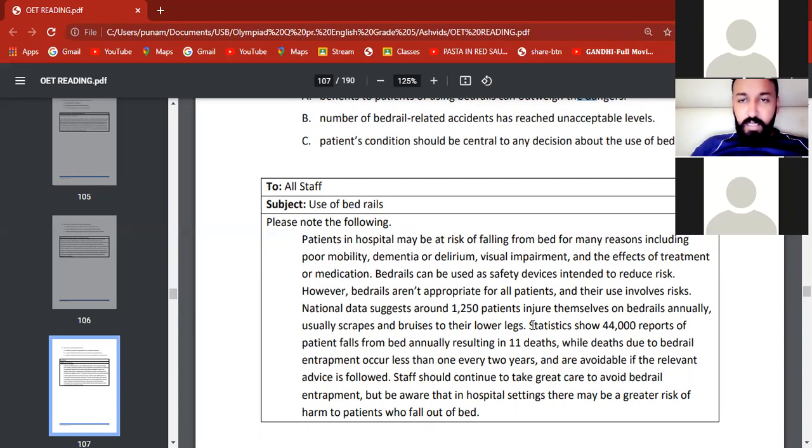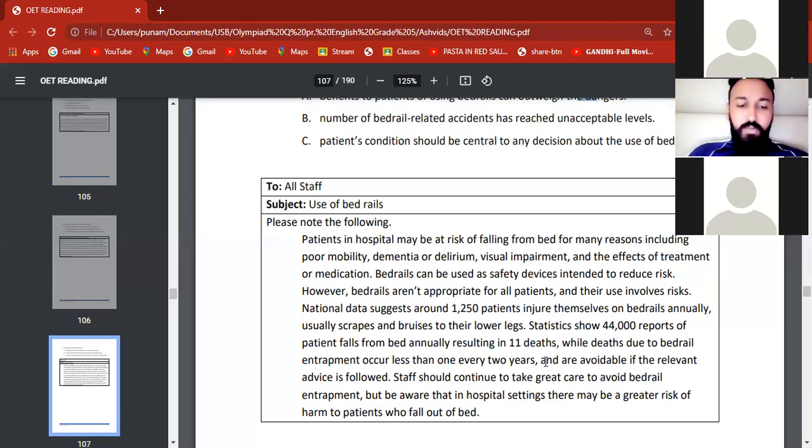So let's read this again. Statistics show 44,000 reports of falls from bed annually, resulting in 11 deaths, but while deaths due to bed rail entrapment occur less than 1 every 2 years. So overall, there are 11 deaths on average due to falling from the bed.